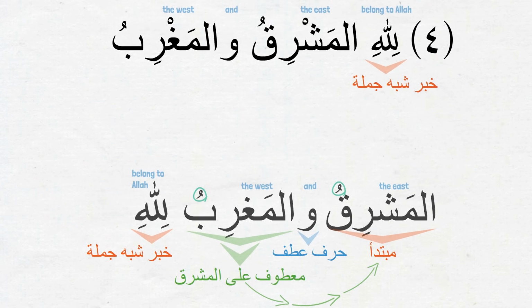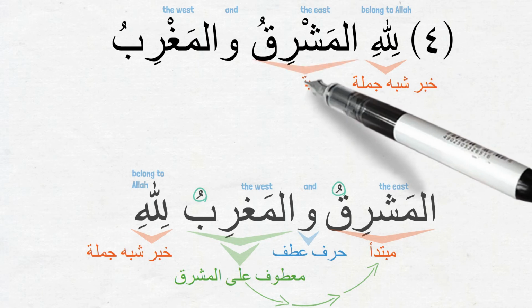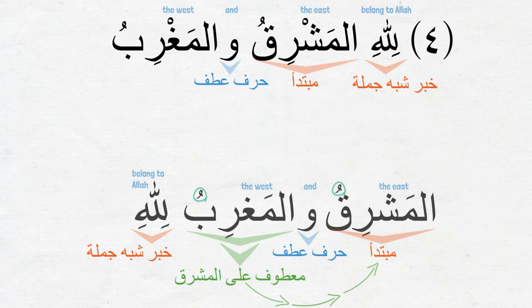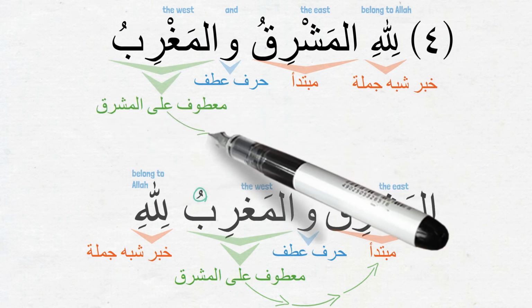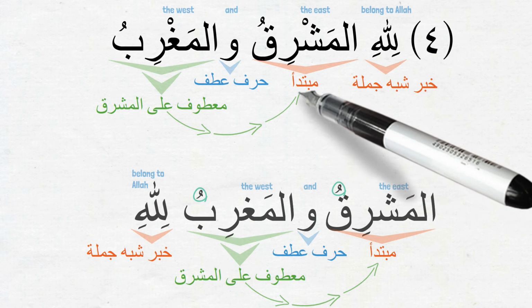Now going back to the original sentence, as it appears in the ayah, even if the khabar and the mubtada switch places, they still play the same role. So we say lillahi is the khabar, and al-mashriqu mubtada, and wa is harfu atf, and al-maghribu ma'tufun ala al-mashriqi. It is connected to al-mashriq.